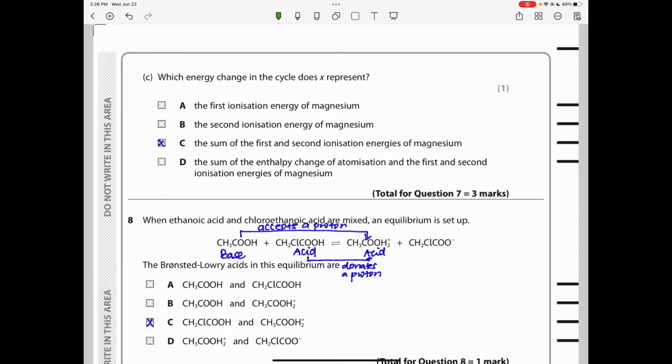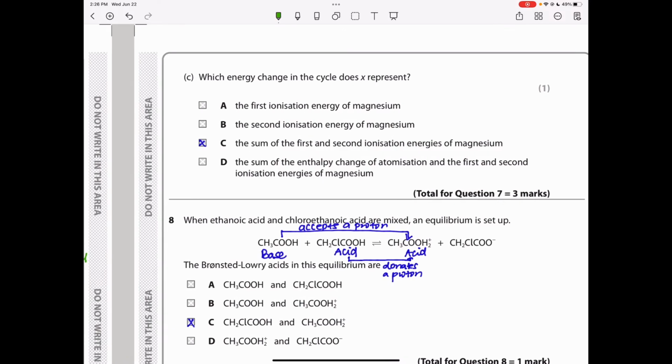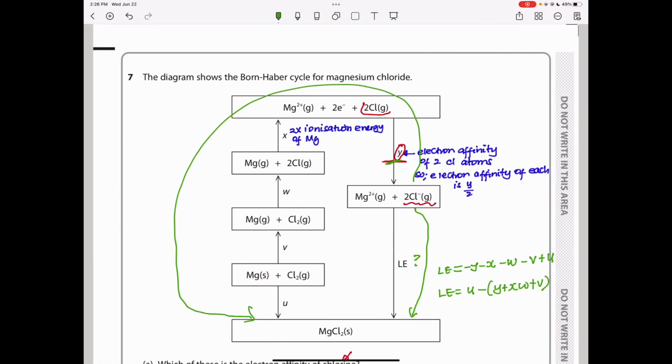So this question says, which energy change in the cycle does X represent? Now, I want to take you back to the cycle so that we can see where X is positioned. Okay. X is positioned here. Again, let me use this. It's positioned here, you can see.